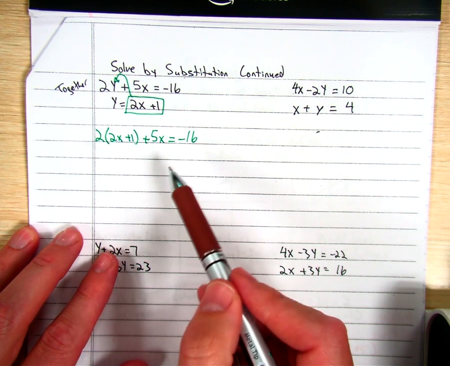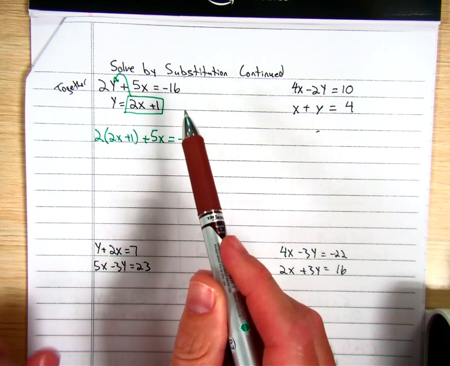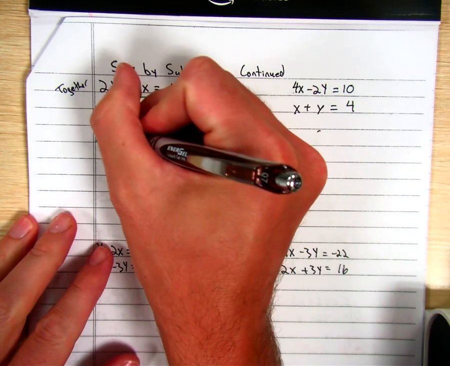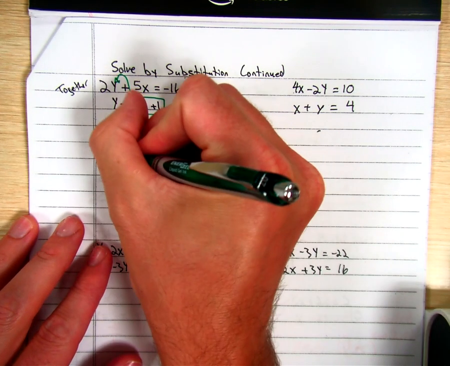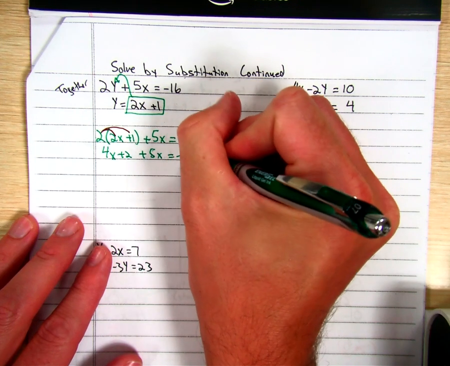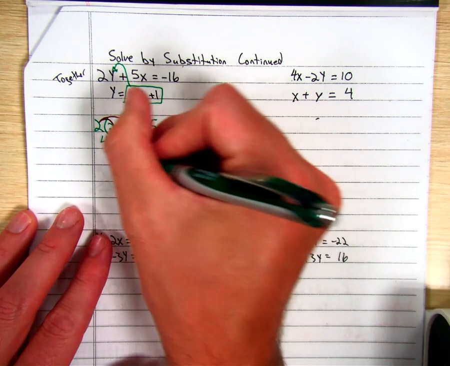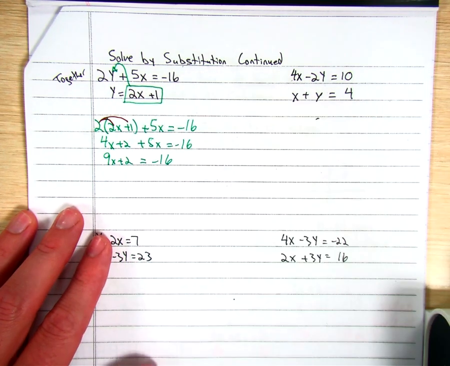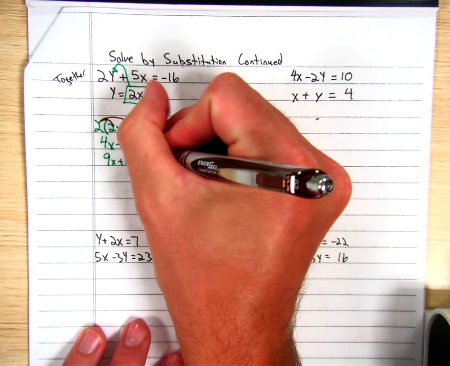Okay. But Mr. Handke, this isn't better, it's worse. There's more stuff, it's longer. Yes, but look, it's all x's, which means we can solve. So we're going to distribute. And now we have 4x plus 2 plus 5x. We'll put our x's together. 4x and 5x is 9x. Okay, let's try to get x by itself. So we're going to subtract 2.